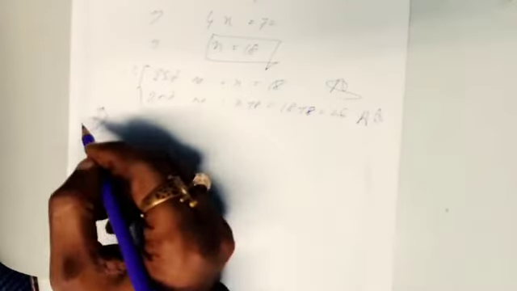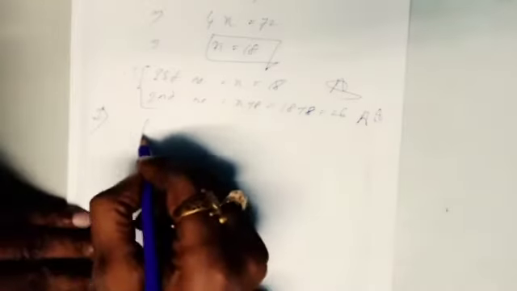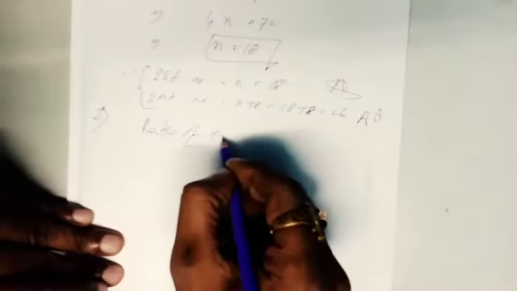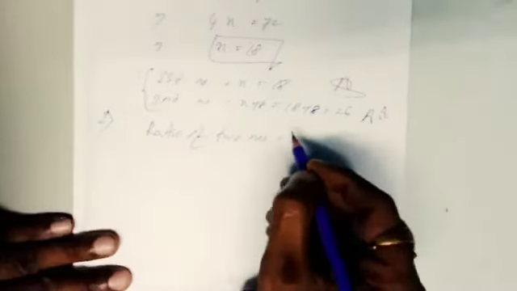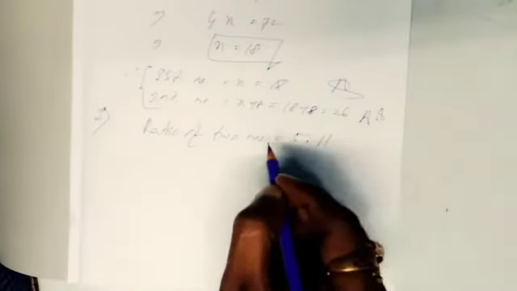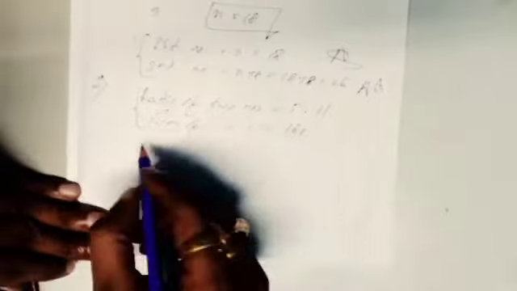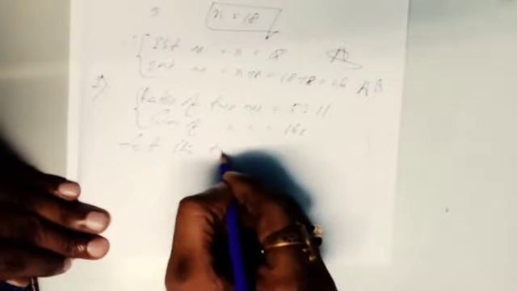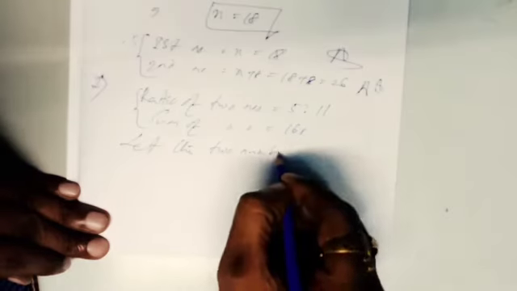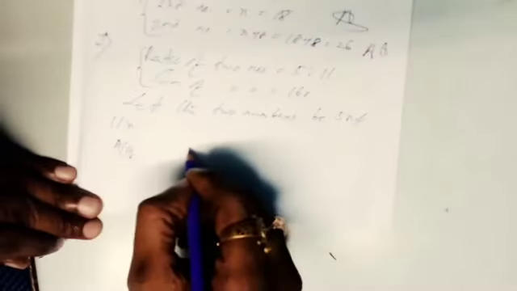Question number 2 is given. The sum of two numbers is 160. They are in the ratio 5 is to 11. The ratio of two numbers is given as 5 is to 11, and the sum is given as 160. These two are given. So let the two numbers be 5x and 11x.